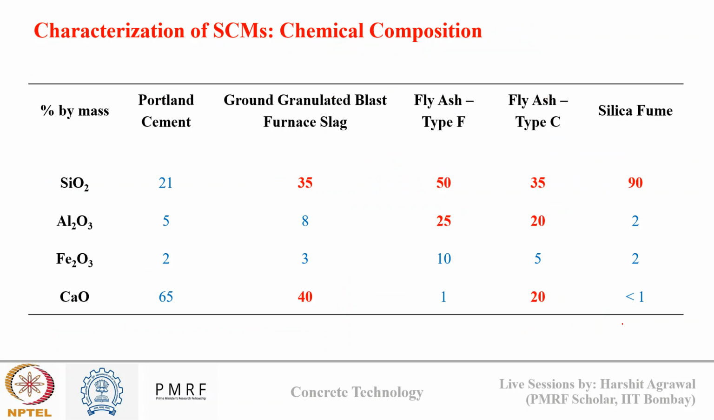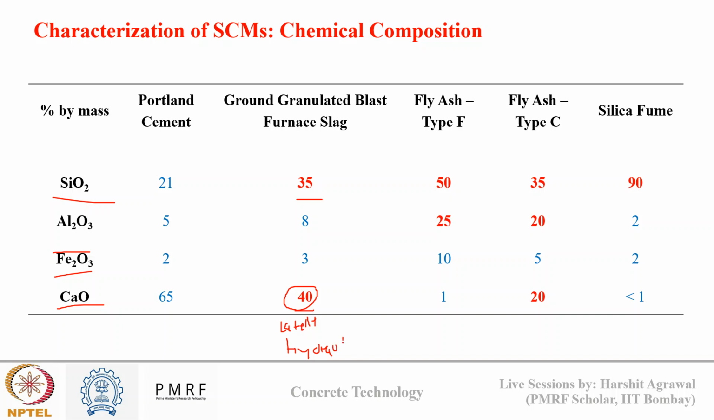Finally, in characterization, we have chemical composition. I will just focus on the major composition, that is silica, alumina, iron, and calcium oxide. Compared to OPC, you can see GGBFS has a higher proportion of silica and calcium oxide. Since along with silica there is a higher proportion of CaO in GGBFS, it is observed that GGBFS shows latent hydraulic nature. It is reported that GGBS can show latent hydraulic nature.